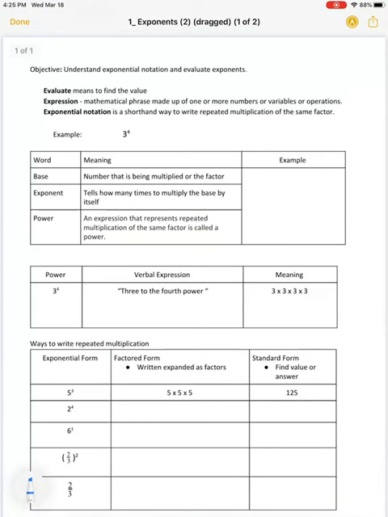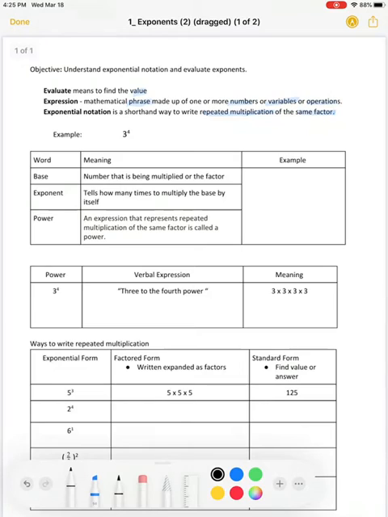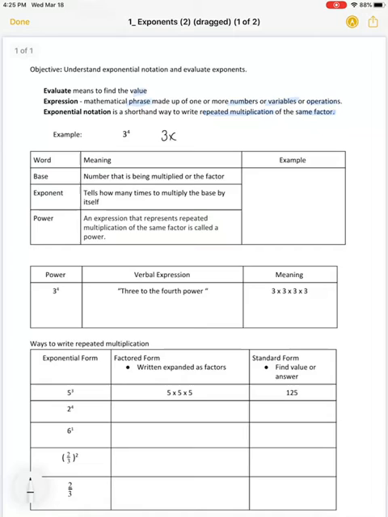I'm just going to highlight a couple things here. Repeated multiplication of the same factor; mathematical phrase, numbers, variables, operations, value. Now, if we look down here, I read this as 3 to the 4th power. And what that means is 3 times 3 times 3 times 3. So here's the repeated multiplication part, and the factor that we're repeating is 3. Both of these are examples of expressions. This one is 3 to the 4th power, and we've got numbers in there. This one we've got numbers and operations.